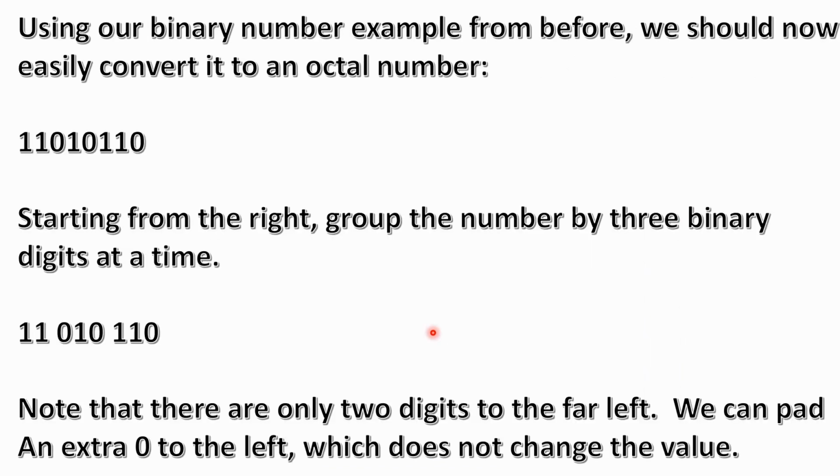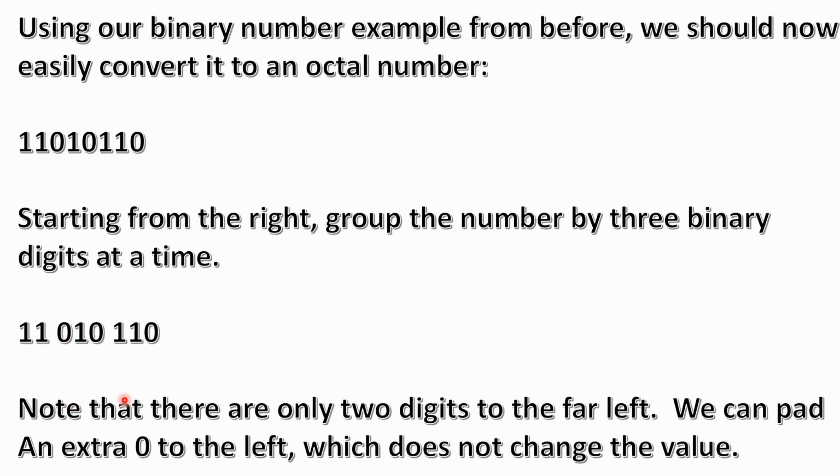And, using our binary number example that we had from before, we should really now be able to easily convert it to an octal number. If you take this number here, you start from the right and group the numbers by 3 binary digits at a time. So you can see I've got spaces in here. See how I took this number and put it here? I got 0, 1. If I go from right to left, 0, 1, 1. I've got 0, 1, 0, and then I've got 1, 1.